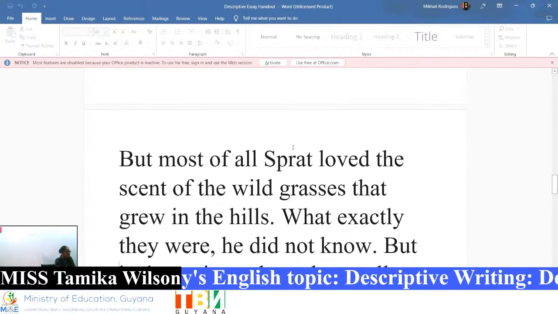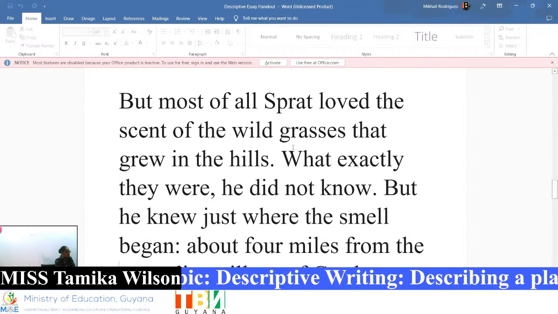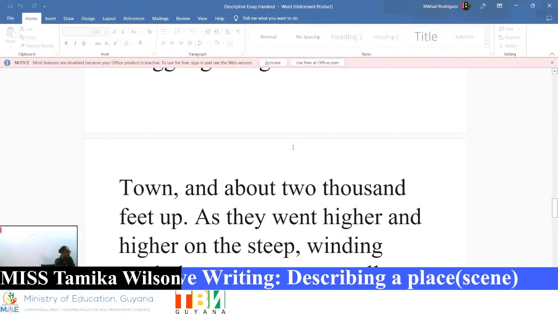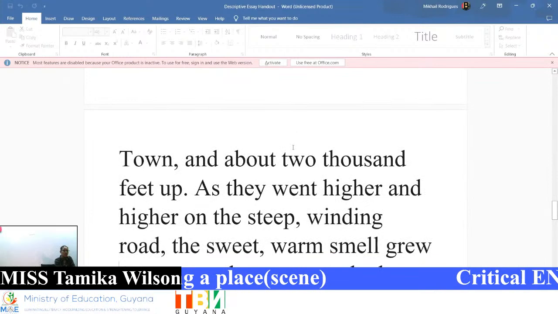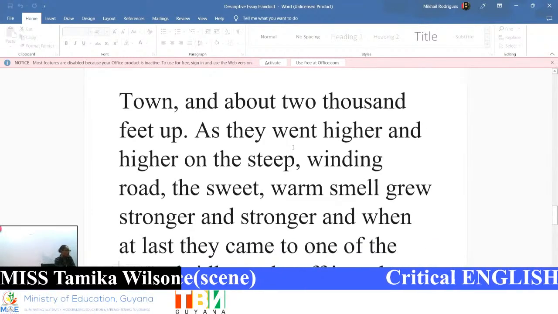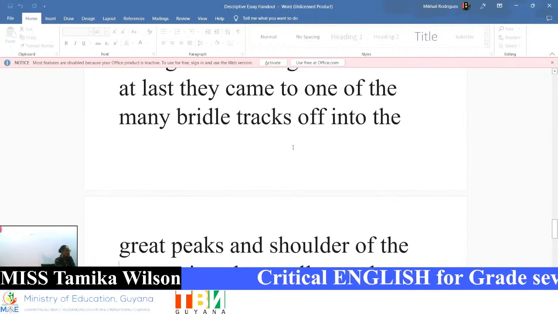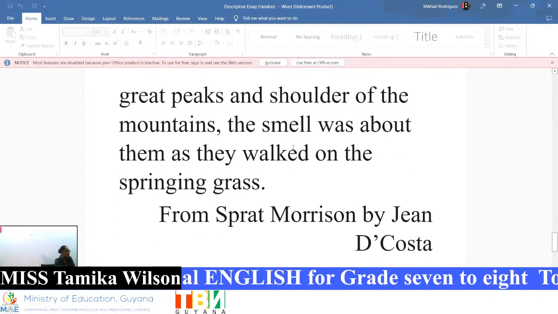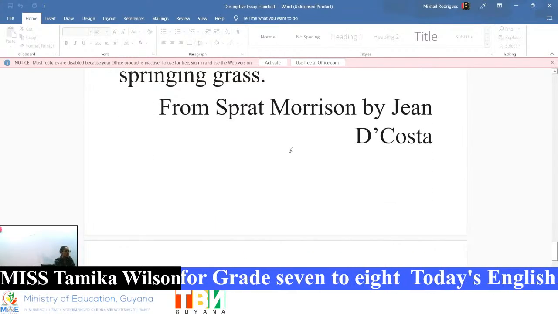What exactly they were, he did not know. He just knew where the smell began, about 4 miles from the straggling village of Gordontown and about 2,000 feet up. As they went higher and higher onto the steep, winding road, the sweet, warm smell grew stronger and stronger, when at last they came to one of the many bridle tracks off into the great peaks and shoulder of the mountains. The smell was about them as they walked on the springing grass. And this is taken from Sprat Morrison by Jean de Castor.